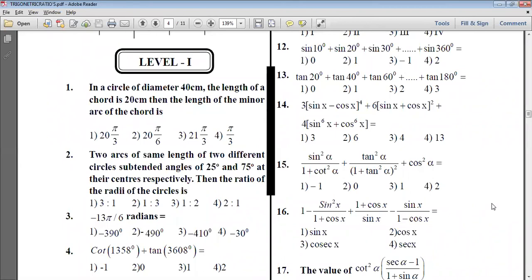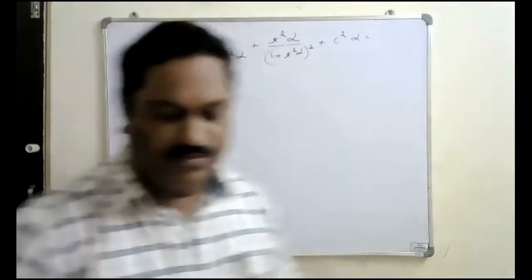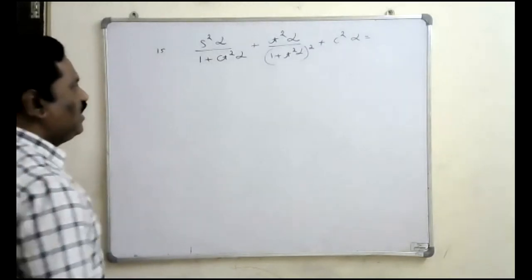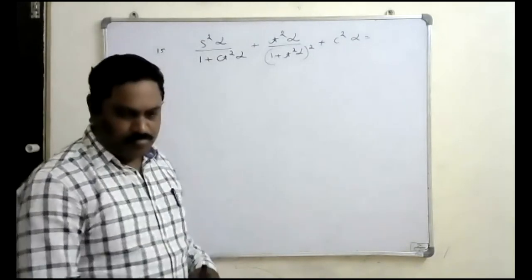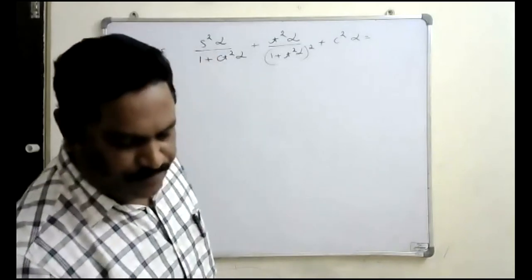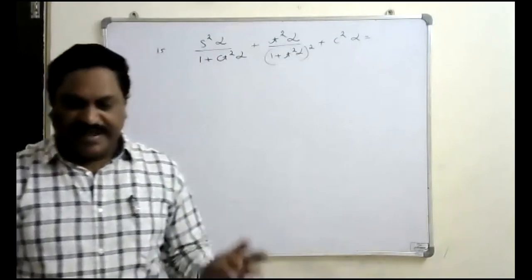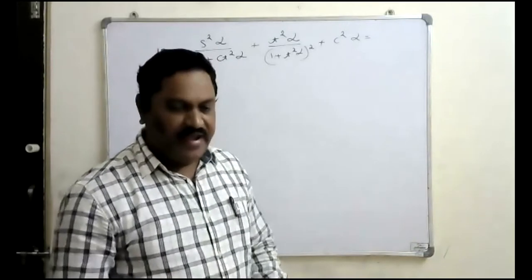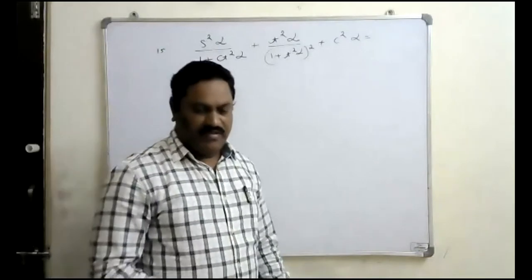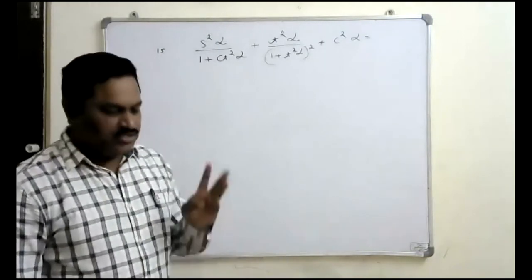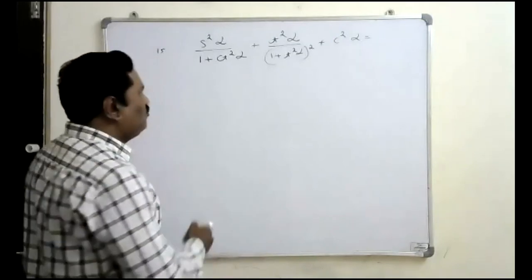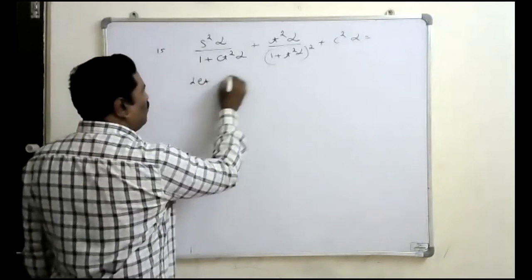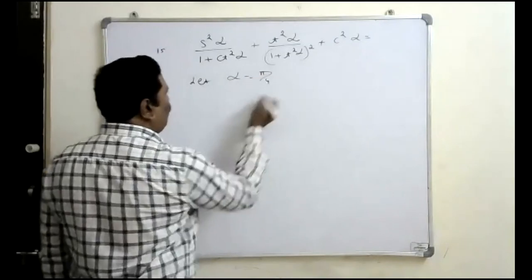To evaluate this, in this problem also, observe that all the options are constant. So if all the options are constant, we can substitute something for alpha. Tell me what we can substitute. 0 degree? Don't substitute 0, and don't substitute 90 when there is tan and cot. Why? Because cot 0 is not defined and tan 90 is not defined. Tan, cot, secant are there. Don't substitute 0 or 90. Then substitute 45 degrees. Let alpha be equal to pi by 4.